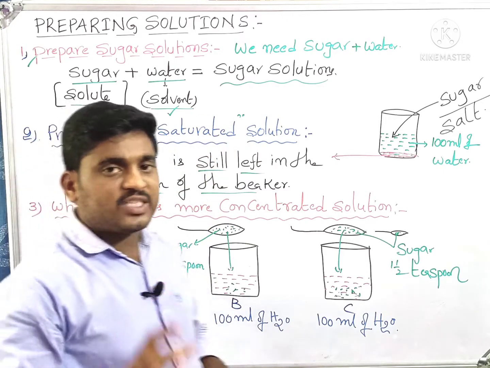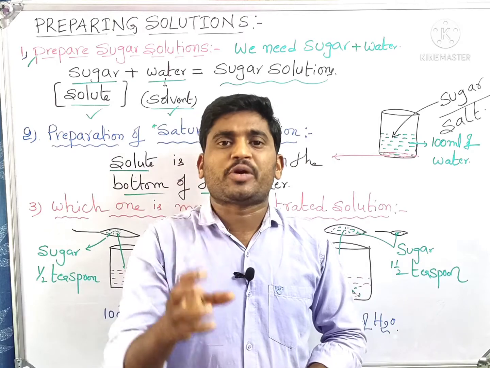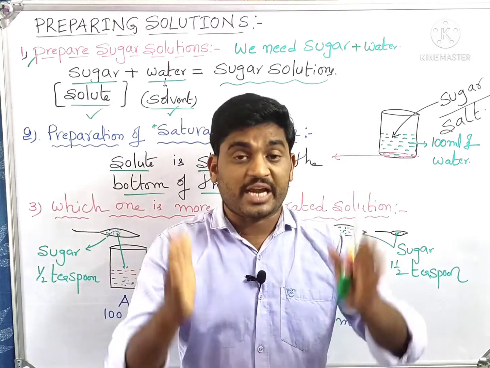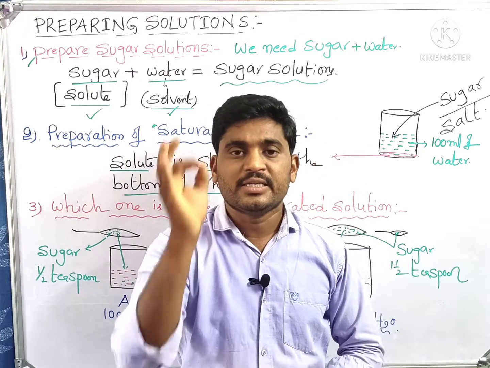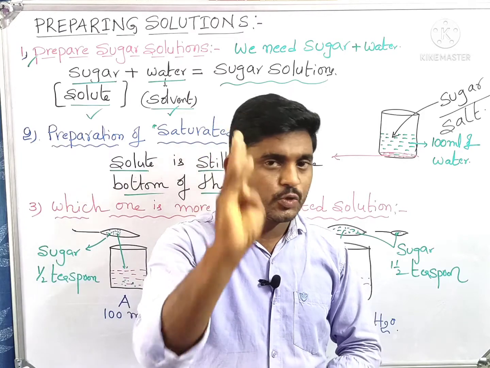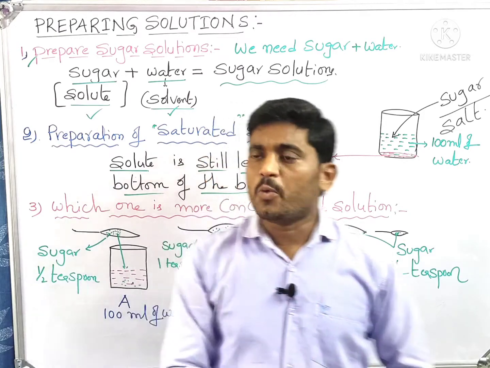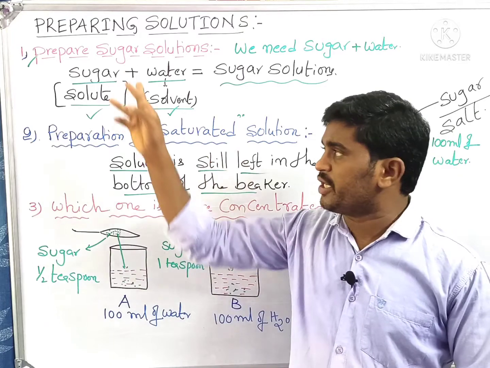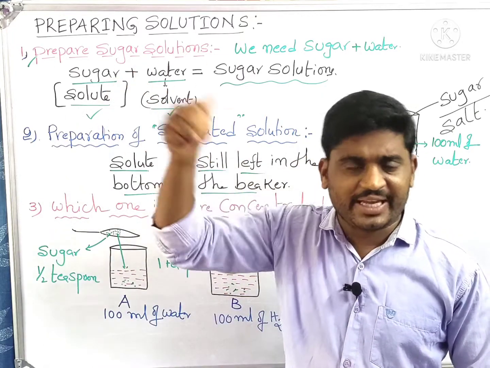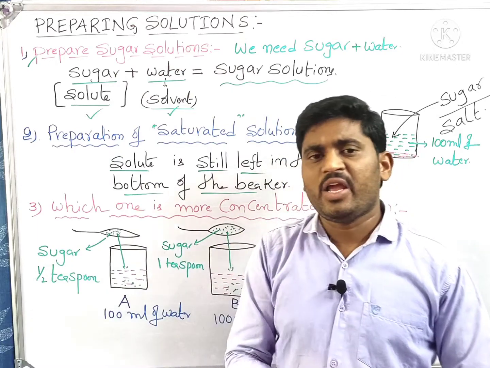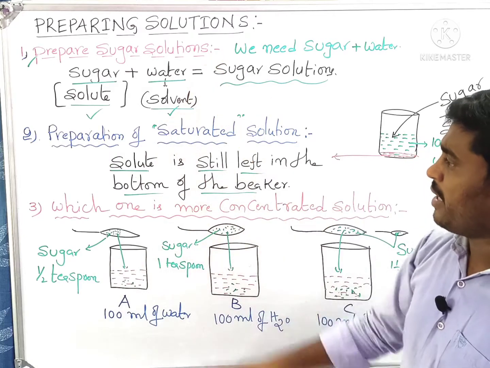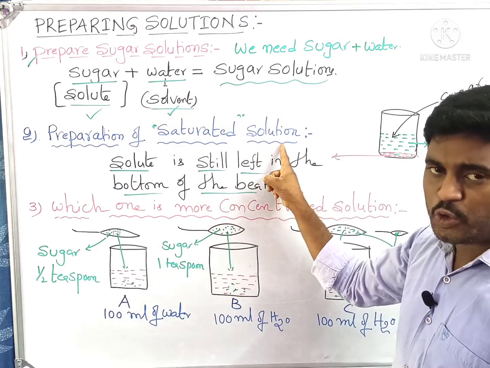Saturated solution means some sugar is left at the bottom of the beaker. So this type of solution is called saturated sugar solution. So first we prepare sugar solution, then second we prepare saturated solution. These solutions are very useful for the next activity in this lesson. Understand? That's why we first prepare some solutions. Understand? Sugar solution and preparation of saturated solution.